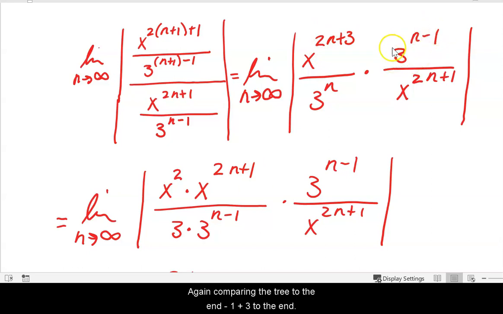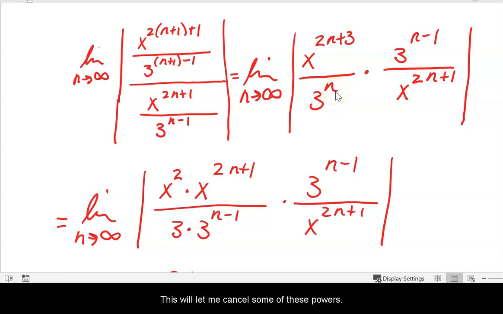Again, comparing the 3 to the n minus 1 and 3 to the n, the 3 to the n is bigger, so I'll rewrite it in the 3 to the n minus 1 form. This means that I have to pull a 3 off. This is 3 to the first, and 1 plus n minus 1 gives me back 3 to the n.